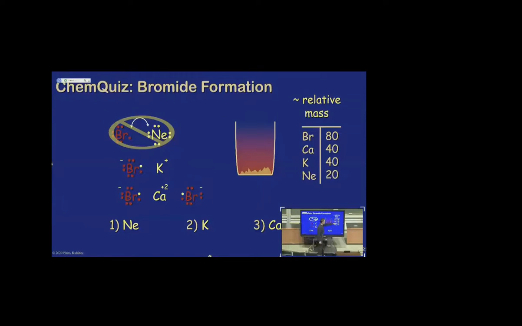Potassium bromide, 40 and 80. And then calcium bromide, very similar molar mass, very similar relative mass. They're just off by 1. So about the same, and 2 bromines. And that is the higher percentage mass. And you can do that calculation. 160 here and 40 there. So bromine is 160 out of the 200-ish. That's about 75%, 80% bromine by mass. Okay.